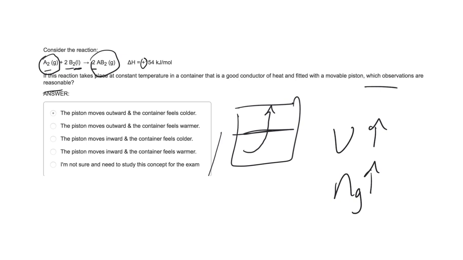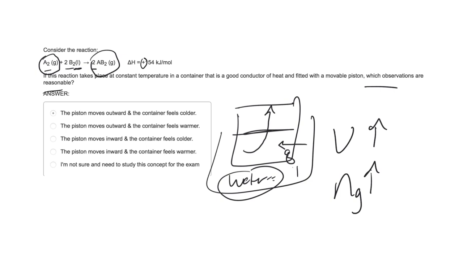So the container here, let's imagine it's in a water bath. The temperature of this water bath is going to change because the heat is flowing inward. And so heat is flowing into the reaction because it's endothermic. It's absorbing heat from the water. So the temperature of this water should drop. So the temperature of the water surrounding the reaction should decrease because the reaction is endothermic.